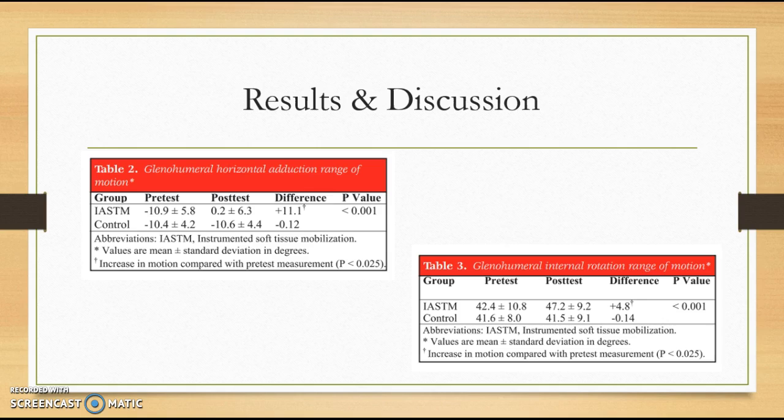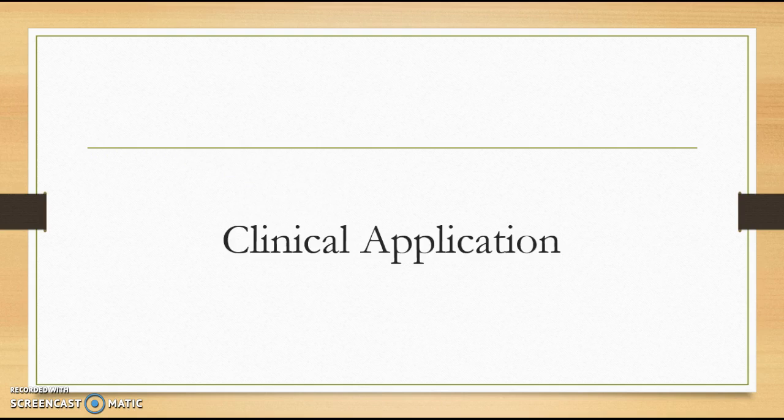All right, so the results, you can see that there was a good effect on improving the posterior shoulder range of motion with using the Graston's technique in Table 2 with both GH horizontal adduction and GH internal rotation.